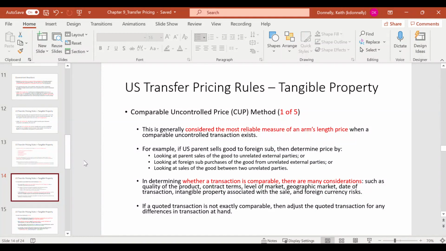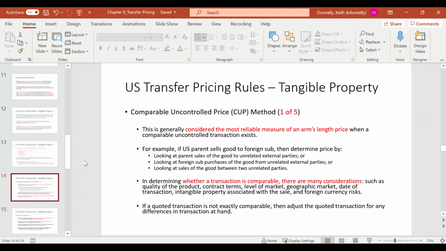For example, if a US parent sells goods to a foreign sub, we could determine the price by 1, looking at the parent's sales of goods to unrelated parties, or 2, looking at the foreign sub's purchases of the good from an unrelated external party, or 3, looking at the sales of the good between two unrelated parties. So basically looking internal and external to us for a comparable transaction.